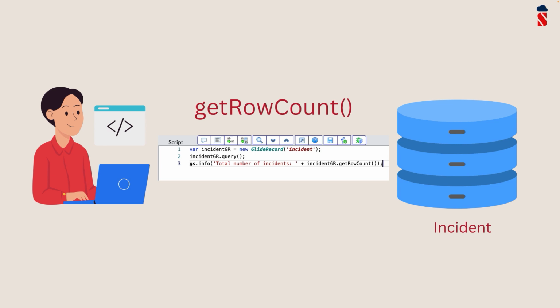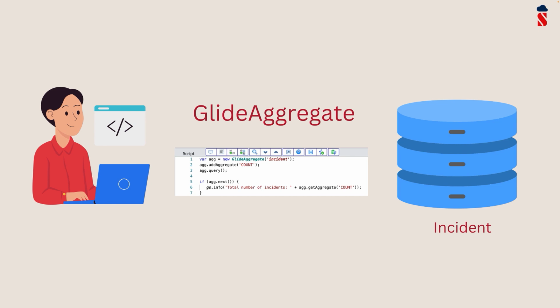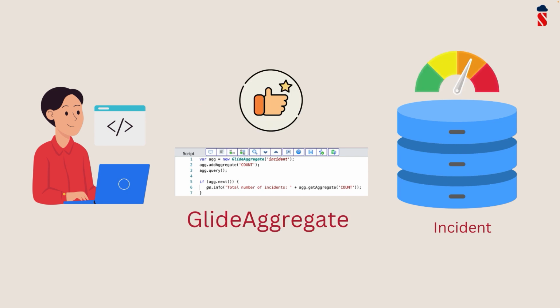GlideRecord retrieves every record with the query and then counts them. Instead of retrieving all records and then performing operations like GlideRecord does, GlideAggregate performs operations at the database level and only returns the result. That means it does not suffer from scalability issues that can slow down GlideRecord as your tables grow larger. In conclusion, GlideAggregate is an incredibly useful tool for efficient database operations in ServiceNow. It's quick, it's efficient, and it scales well as your database data grows.